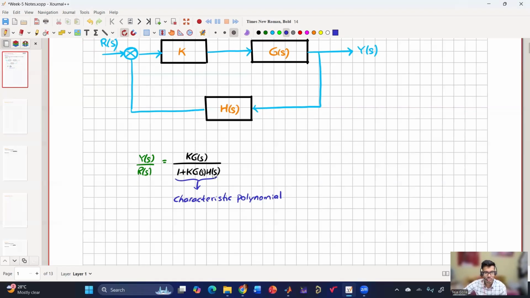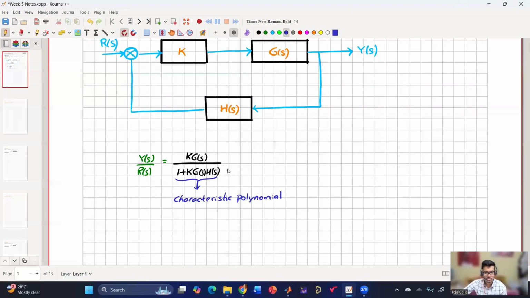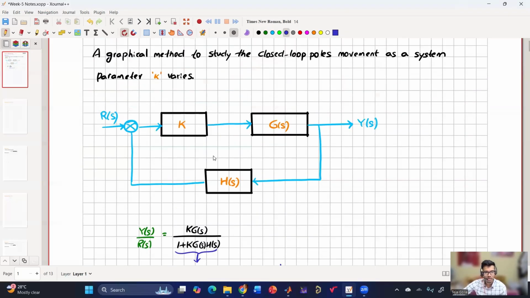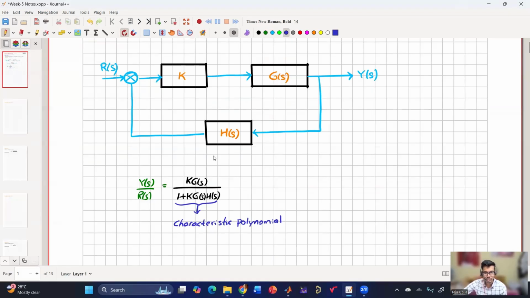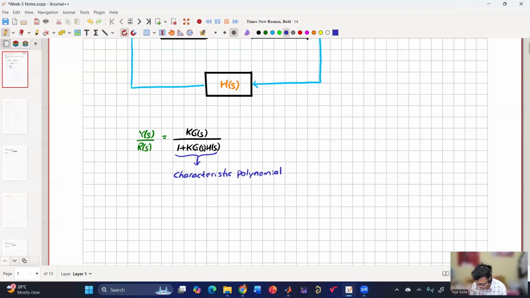So 1 plus k G(s) H(s) equals 0. If we solve that, we'll get the roots. But without actually solving that polynomial, how are we going to draw the root locus? That is all about today's discussion. We'll have certain rules that we'll follow, and using those rules, we can draw without actually solving this equation. So this equation is 1 plus k G(s) H(s) equals 0.